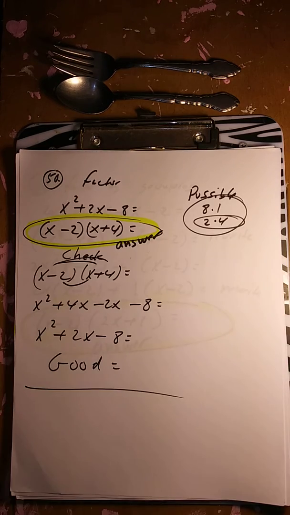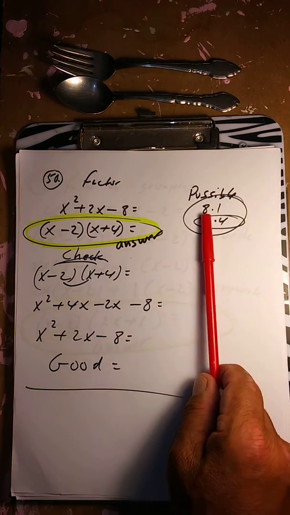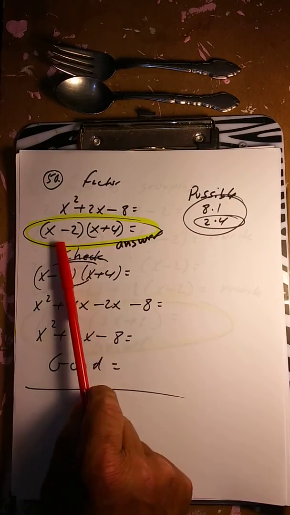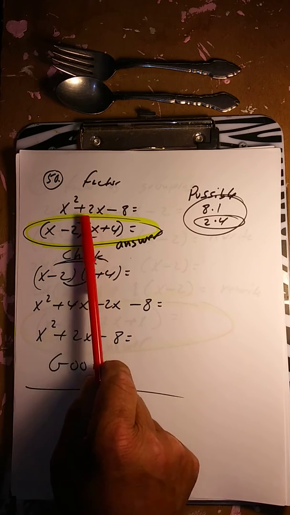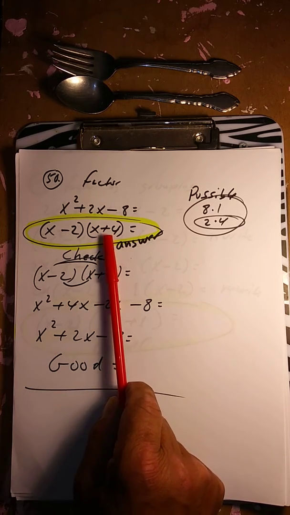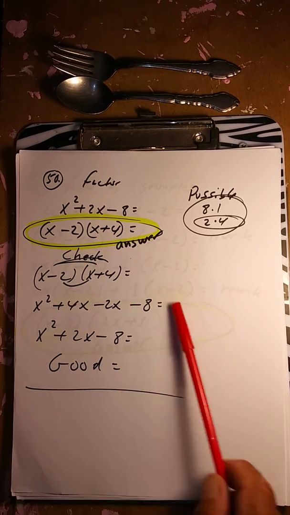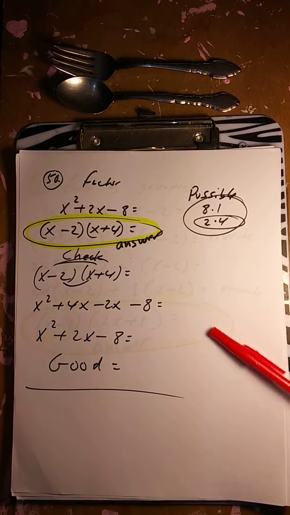Okay. Another one. Factor. All right. Look at the possible numbers. 8 times 1, 2 times 4, the last number. And I know it's going to be 2, 4. Now, there's a positive in the middle, so I'm going to put the positive in the big number. Right here. Put the little in the big. So now we have x minus 2, x plus 4. Does that work? Let's find out.